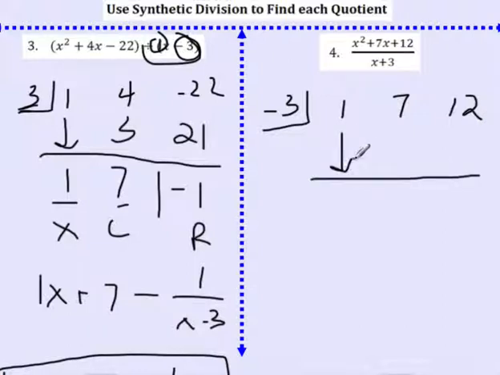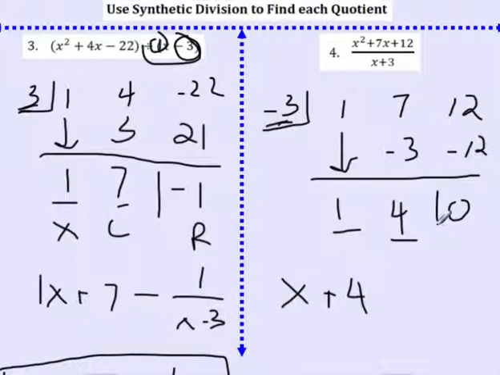The first thing I'm going to do is drop that 1 down. Now I'm going to take 1 times negative 3, which is negative 3. Negative 3 plus 7 is going to give me 4. Then I'm going to multiply again. 4 times negative 3 is negative 12. And then again, I'm adding down the column. So then I have x plus 4, and remember that my remainder is 0. So that is my final answer.